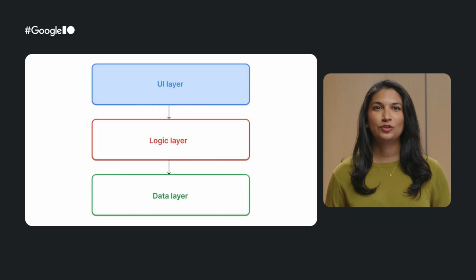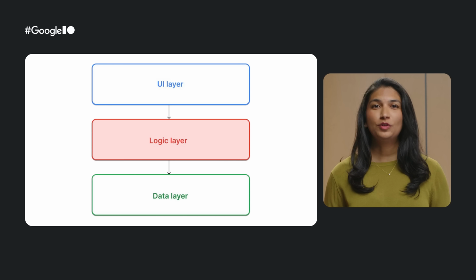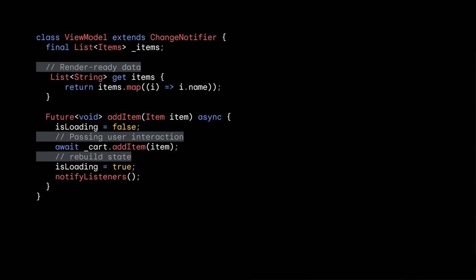In MVVM, your UI is separated into views, which are your widgets, and your logic is in the view models. View models act as a gatekeeper between the UI and the data layer. This separation of logic and UI makes your code testable and more readable. View models have 3 jobs: transforming app data into data that's ready to be rendered, telling the data layer when user interaction requires app data to be modified, and telling the UI when to rebuild. And for that, we use Change Notifier.